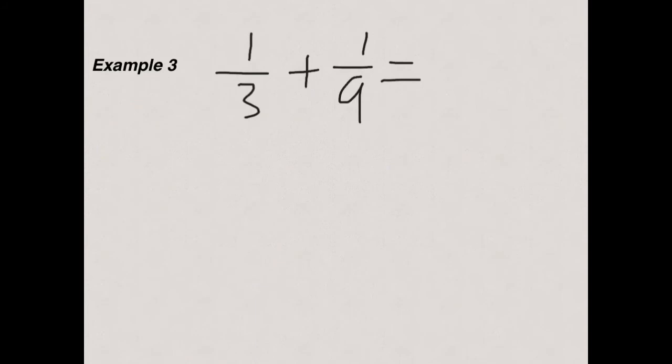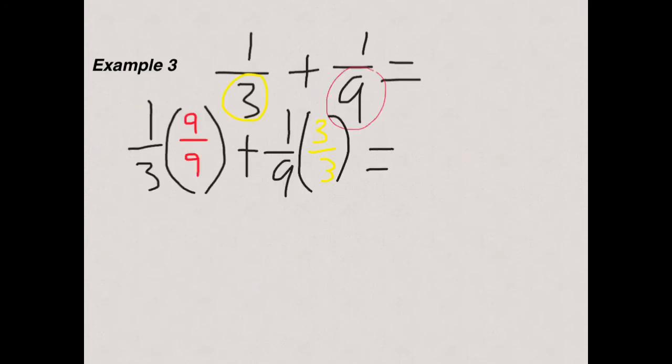Now, finally, we have 1/3 plus 1/9. Now, one way you can do it if you're not too confident in your multiplication skills is you can take the denominator of the opposite number. Now, right here I have the 9 circled because I'm going to take it and multiply it times the first number. So that's why I have 1/3 times 9 over 9. Again, I have to multiply 9 times the numerator and times the denominator.